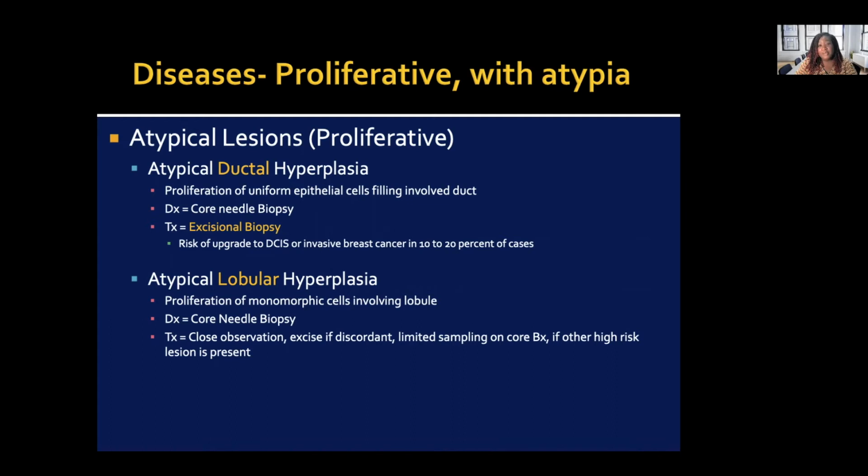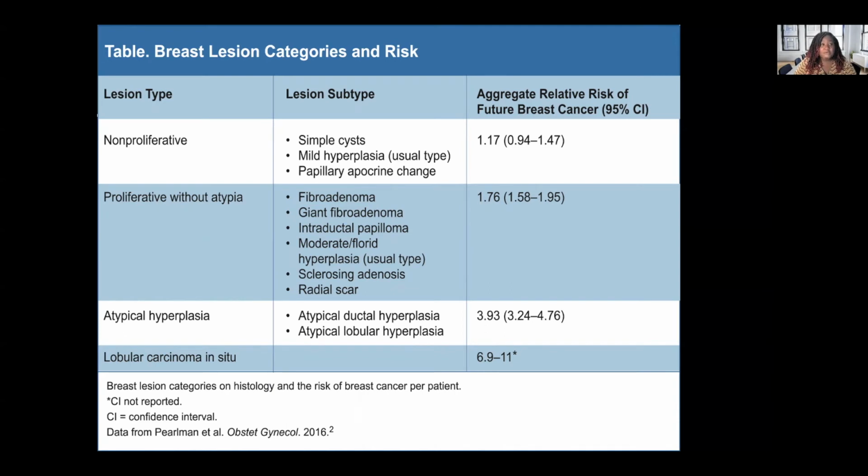And if other high-risk lesions are present, you want to really take that into account and maybe lean towards excision. These lesions are considered high risk because they are associated with a slight increase in the patient's future risk of developing breast cancer. So I've included this risk of lesion categories and risk associated with breast cancer because I think it's important for us to understand some of these benign lesions and see what their risk may be.